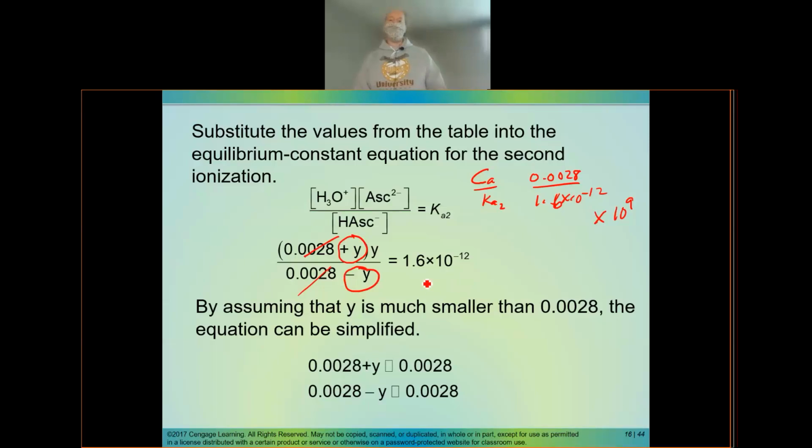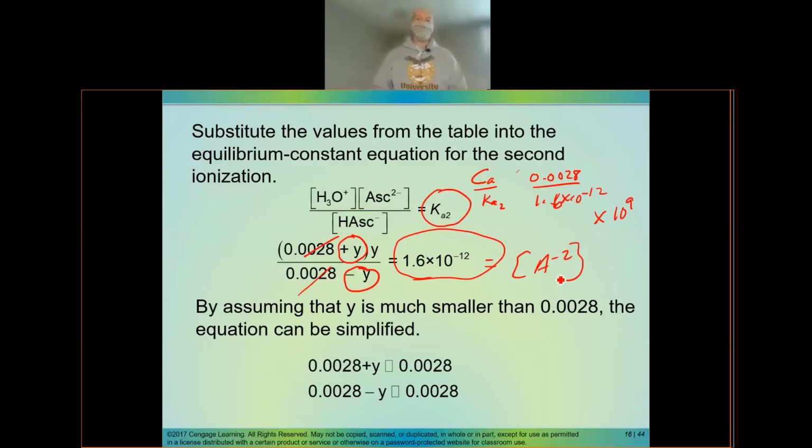And so you have your answer for y. It is simply the 1.6 times 10 to the minus 12, which is your Ka2, which is equal to your concentration of your A minus 2. So again, anytime you have a diprotic acid, if you want the concentration of your A minus 2, it is always equal to Ka2. You can go through all these steps and calculate it. Or if it's a multiple choice and it says, what is the concentration of the A minus 2? You just look at the Ka2 they give you, and that is your answer every time.